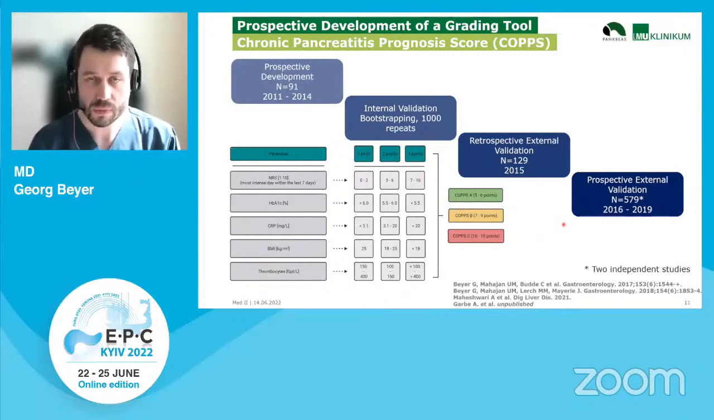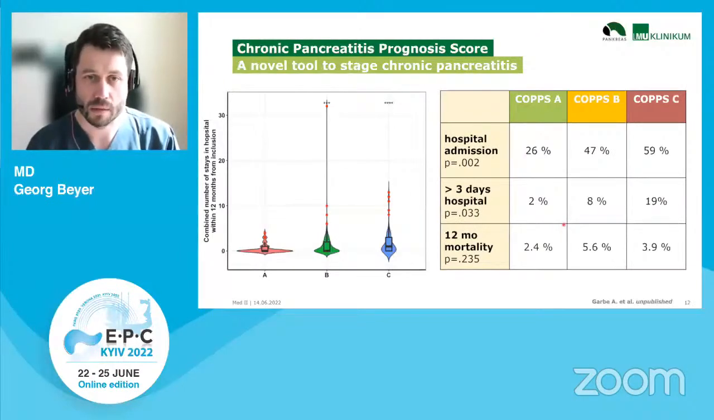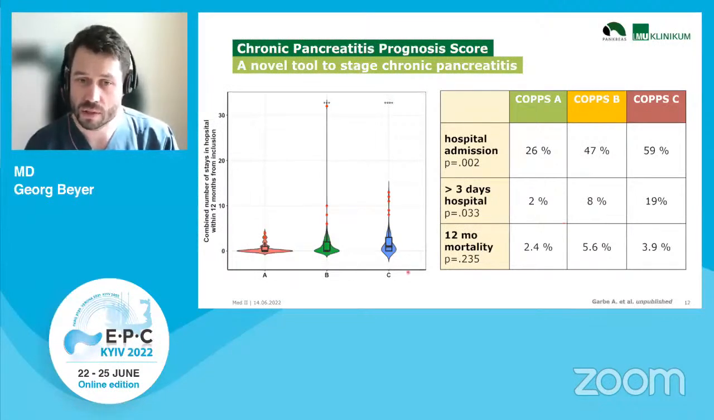And they all showed the same thing, that the COPS is very well correlated with the risk of hospital admission. This is not only statistically significant, but also, I think, medically relevant. If you look at the individual patient data or individual patient risks, you will find that in COPS-A, the risk of being admitted is only about 25%, whereas it goes up to almost 60% in the COPS-C group. And the same is true for the length of hospitalization. In the COPS-A group, only very few patients stayed in hospital for longer than 3 days in 12 months, whereas this number went up quite significantly in the higher COPS group.